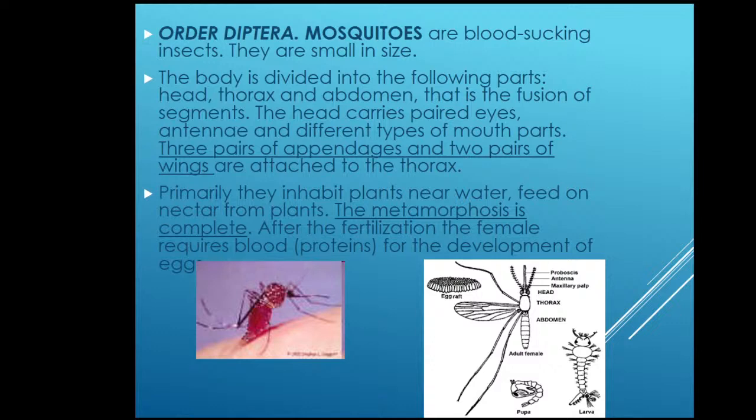The head carries paired compound eyes. Each has antennae and different types of mouth apparatus. Most mosquitoes have a sucking mouth apparatus. The mosquitoes have three pairs of appendages and two pairs of wings, which attach to the thorax.